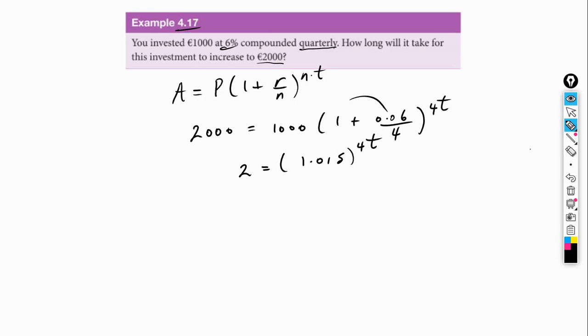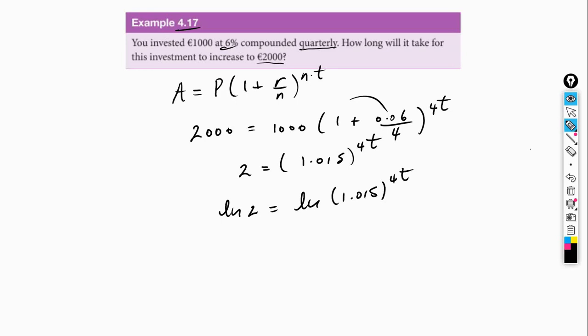In the previous example, we had Euler's number, so we used the natural logarithm. Now in this case, we can also use the natural logarithm or the common log if you prefer, but normally these are solved using natural logarithm. So we apply natural logarithm to both sides again, and we get natural logarithm of 2 is equal to the natural logarithm of 1.015 to the power of 4t.